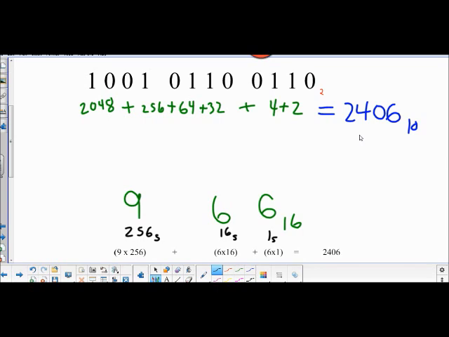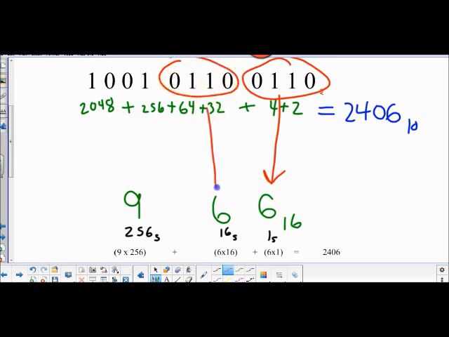And I want you to see this. If we look individually at the groups of 4, you can go back to your counting page in your notes. If you look at 0110, that's the number in base 2, that would be the number 6. And this next group of 4, 0110 again, is another 6. And 1001 in base 2 is the same as 9.